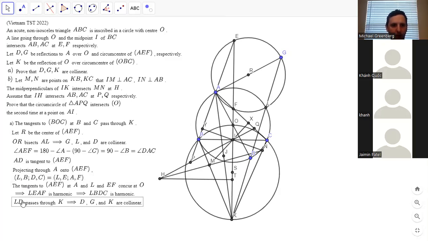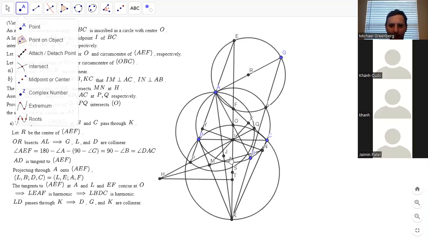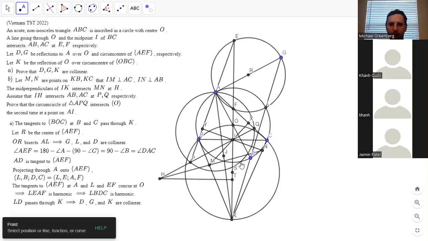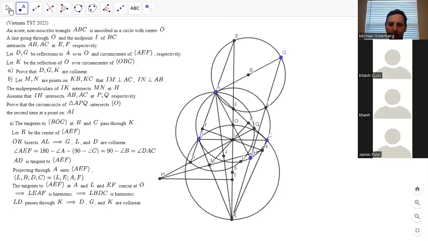Okay, so let's draw the circumcircle of APQ. And we probably don't need a lot of the rest of the figure. So we want to see where it intersects this circle, and we want to show that AI is collinear with this point. We call it U.